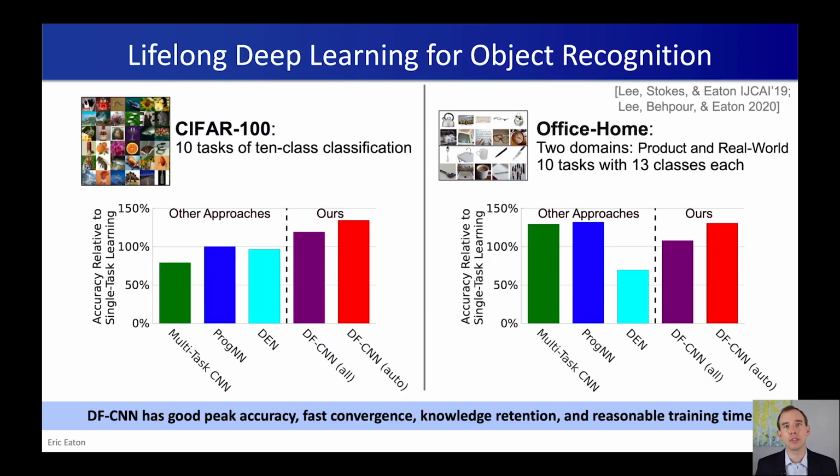So we ran a series of lifelong learning experiments, and we compare against, for example, multitask CNNs, progressive neural networks, dynamically expandable networks, and then we have ours too in the maroon and the red. These performance accuracies are all relative to single task learning accuracy, and what we can see is that the DFCNN has good peak accuracy in comparison to the other methods. We also show in the paper that it converges fast and has good knowledge retention capabilities.